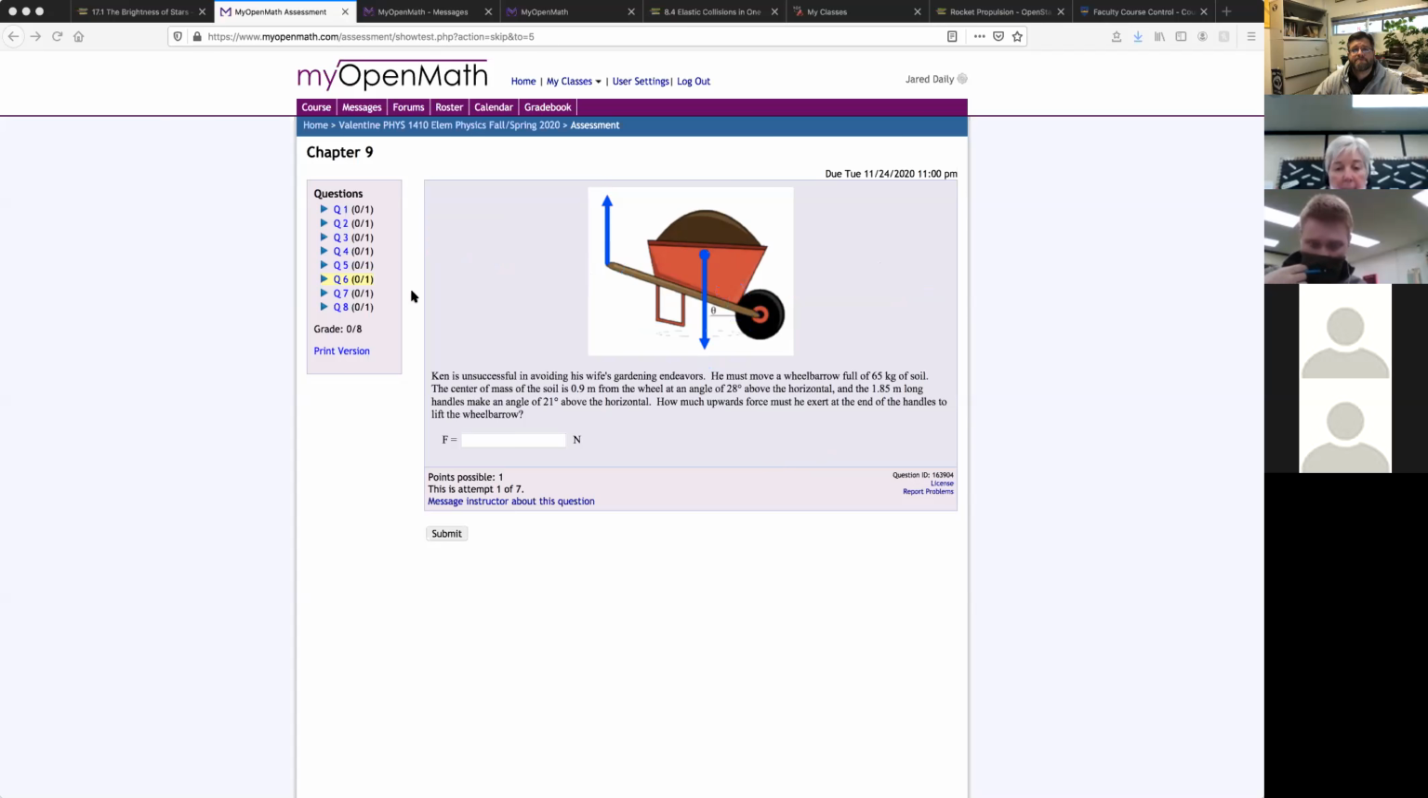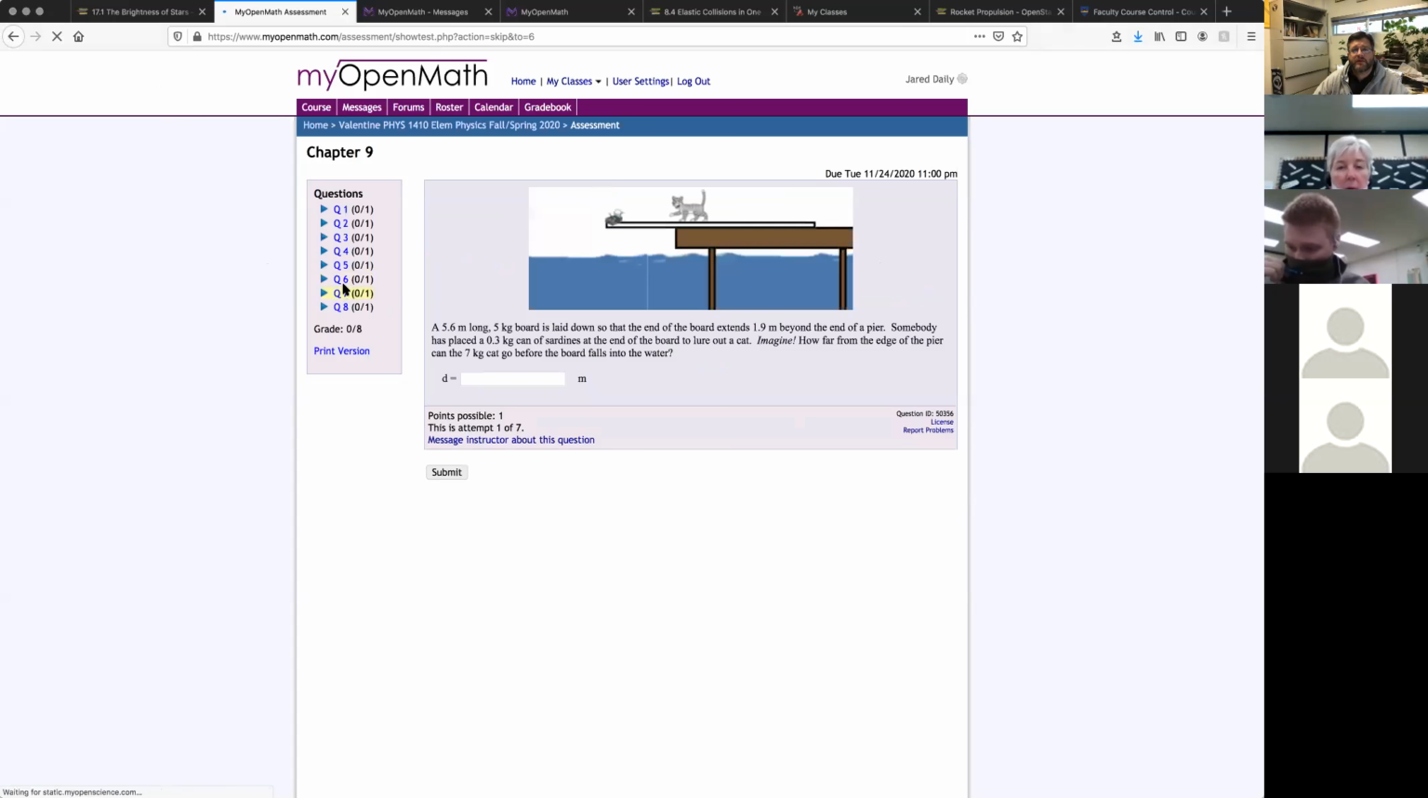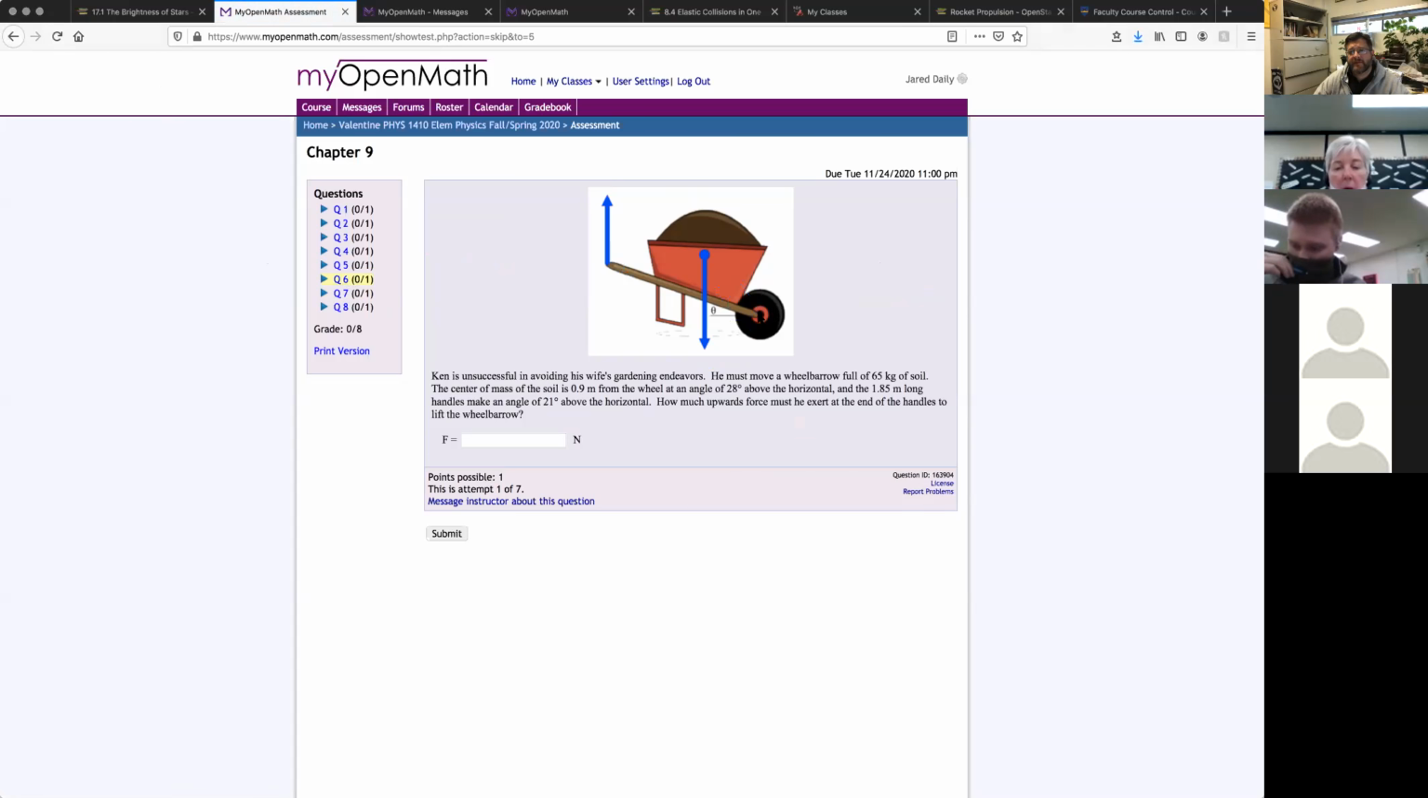For the length of the load, is it the hypotenuse from the center of gravity to the center of the wheel, or is it just the one? It goes from, so perpendicular? The distance to the load goes from here to here. And the center of mass is 0.9 from the wheel. I should say center of wheel there, I can change that. But that is the number that they give you right there.